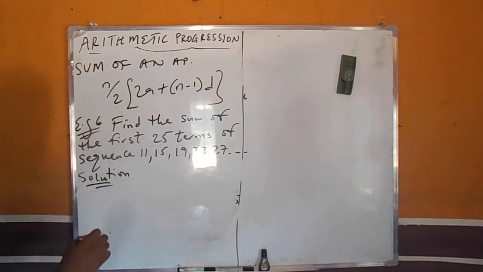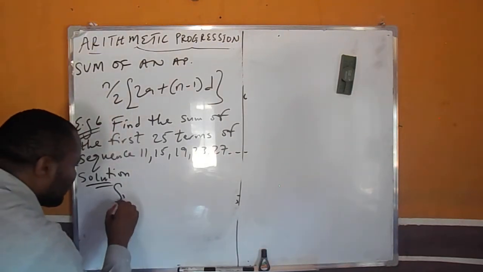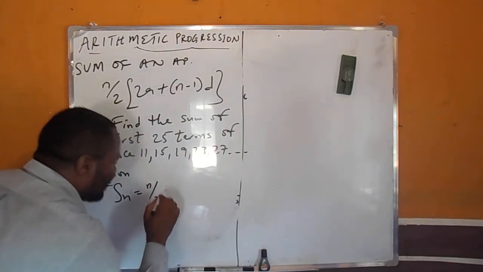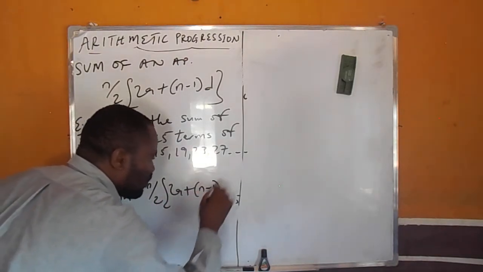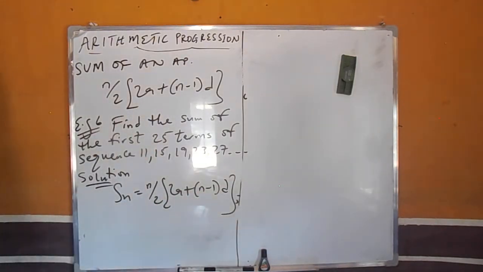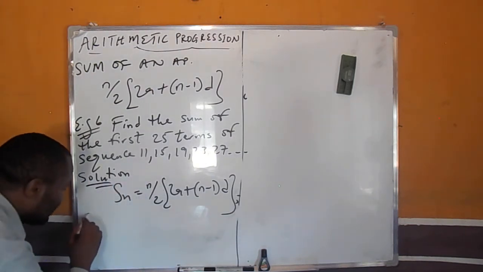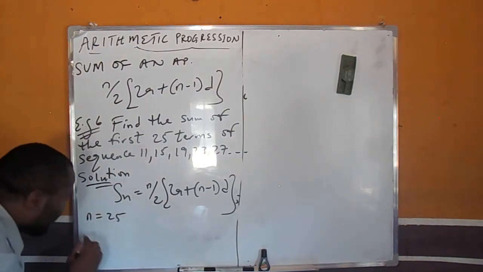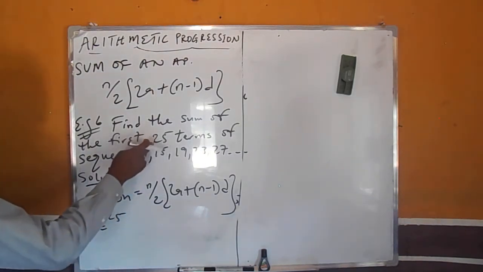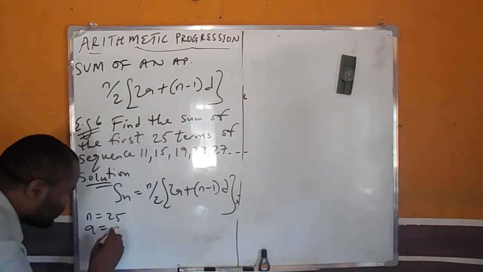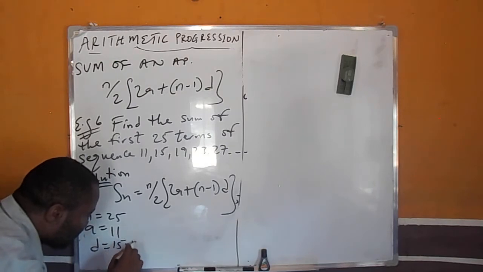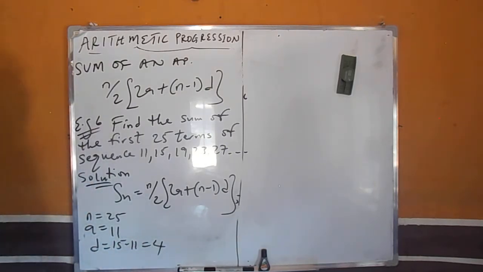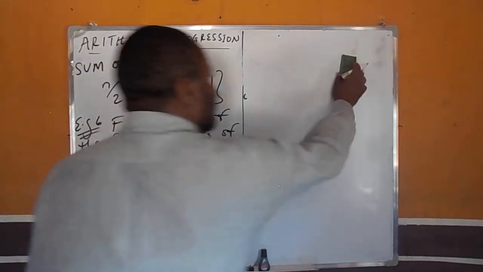Using the formula Sn equals to n all over 2 in bracket 2a plus bracket open n minus 1 bracket close d, what is n? n equals to 25, that is the 25th term. a equals to 11. d equals to 15 minus 11, which equals to 4. Now we can solve for the sum.